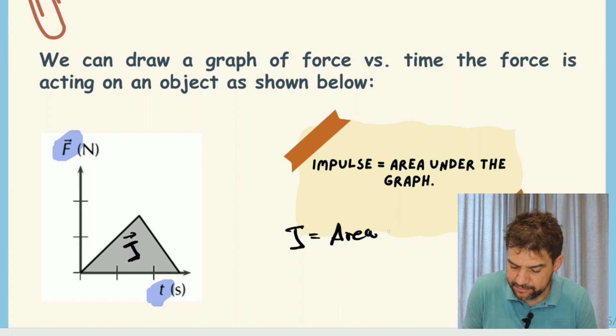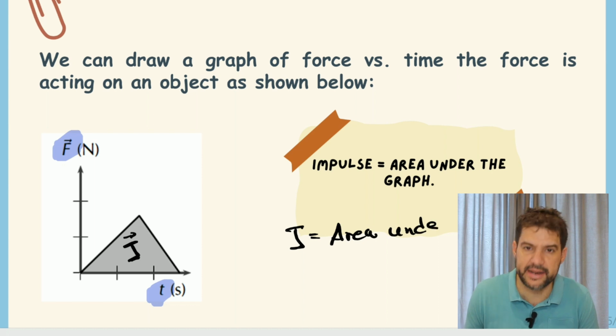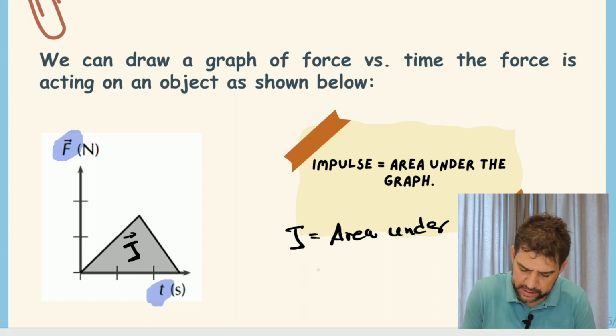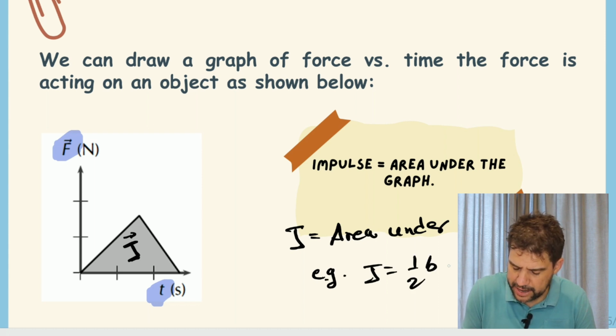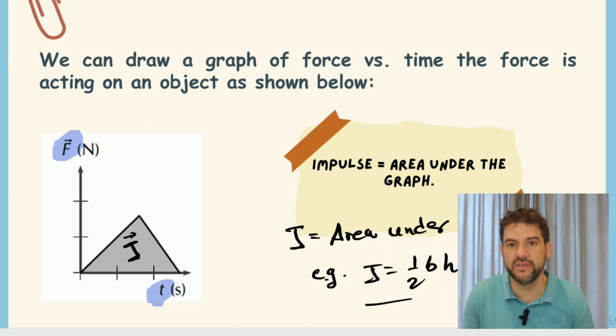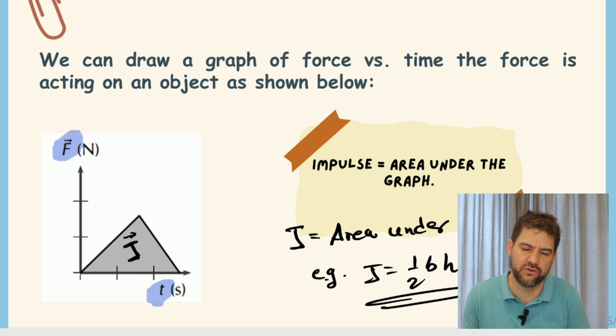under the graph. For example, in this case, the impulse will be equal to half base times height, because it is a triangle, and it's not always going to be a triangle. Now, this graph is force versus time, but later on you'll see graphs that are not force versus time, but rather just momentum versus time, for example, which is quite simple. But here I wanted to point that one out.